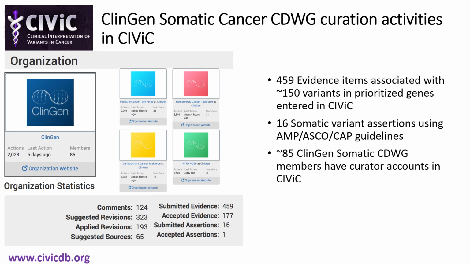In CIVIC, ClinGen and its somatic disease task forces are set up as separate organizations so that one can easily access the curated data entered by each of these task forces. Here you can see a summary of the somatic cancer CDWG's curation activities in CIVIC. The somatic pediatric, hematological, and genitourinary cancer task forces have collectively curated 459 evidence items in CIVIC for about 150 variants. Relevant evidence items have been summarized to create 16 somatic variant assertions. To date, about 85 members from the somatic CDWG have contributed to curation activities and variant interpretation in CIVIC.